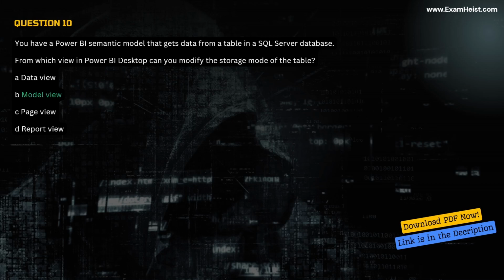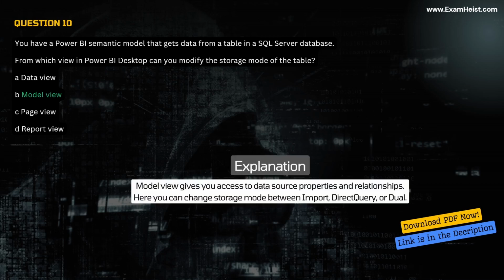Correct answer is B. Explanation. Model view gives you access to data source properties and relationships. Here you can change storage mode between import, direct query, or dual.